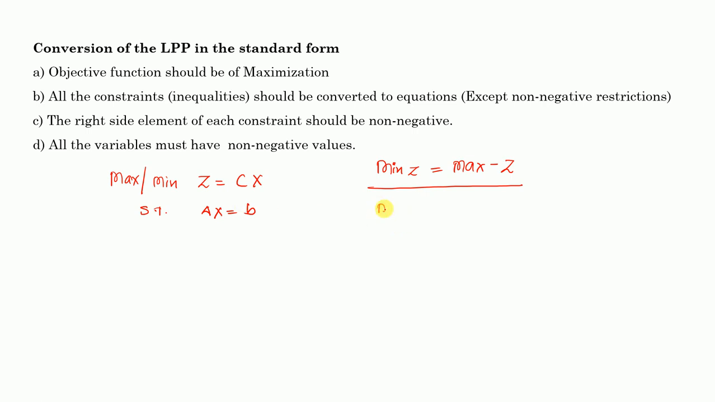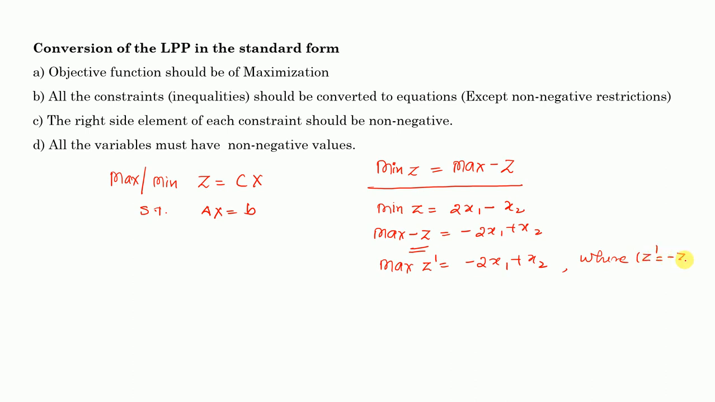For example, suppose we have a problem: minimize z equal to 2x1 minus x2. We can write it as maximize minus z, multiplied by minus, so minus 2x1 plus x2. Further, minus z can be written as another variable, say maximize z dash equal to minus 2x1 plus x2, where z dash equal to minus z. So this is the first step.